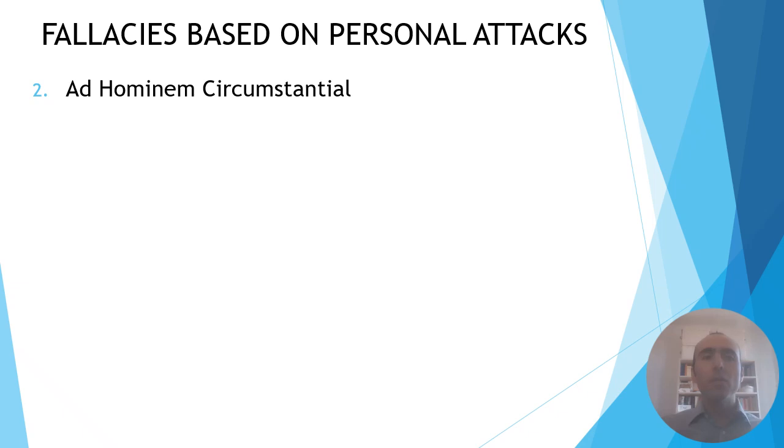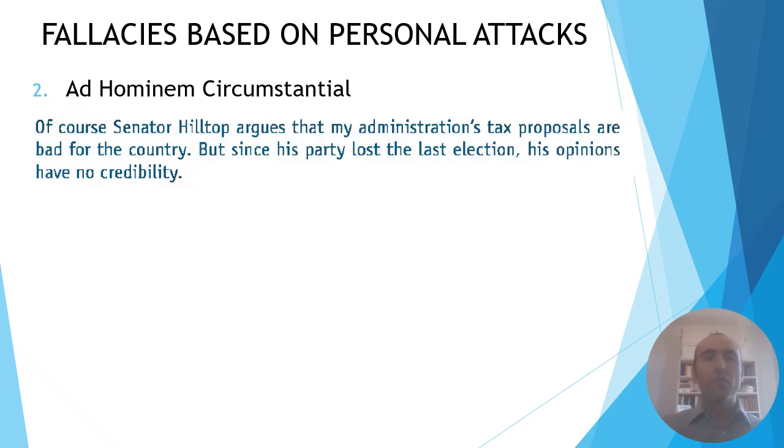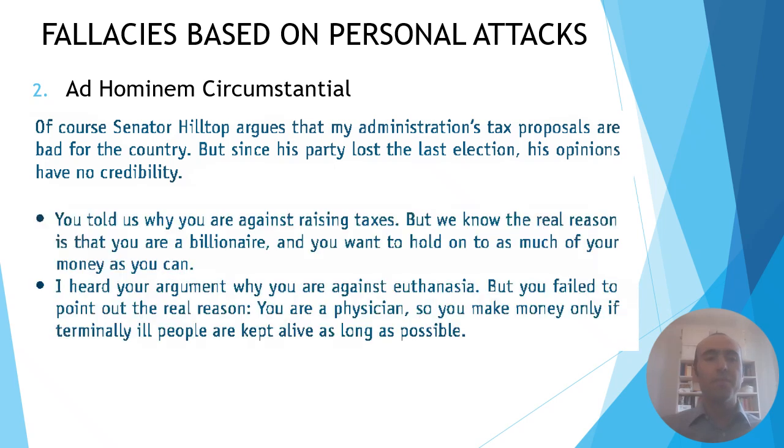Now let's study three examples of the ad hominem circumstantial fallacy. Of course, Senator Hilltop argues that my administration's tax proposals are bad for the country. But since his party lost the last elections, his opinions have no credibility. So this person attacks the circumstance that Senator Hilltop's party lost the elections, but he or she does not attack the argument that the senator presents against the tax proposals.